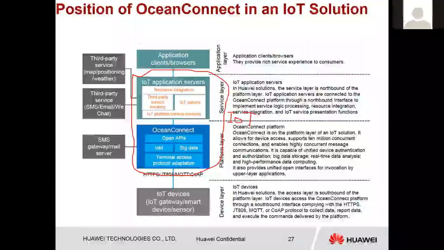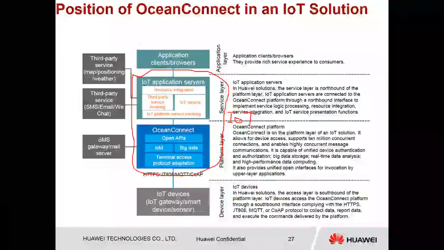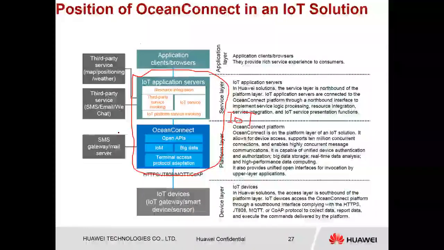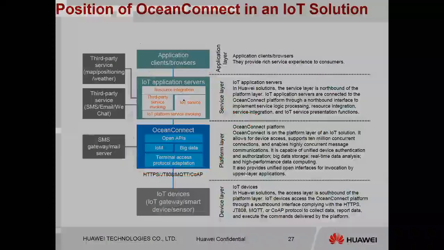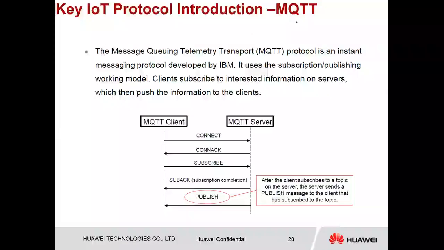And then we can check our Ocean Connect can also support different third-party services like the SMS gateway, the email server, and also the weather, the map, the position, and others. Yeah. So this is the basic. And next is some key products we use in our solution.